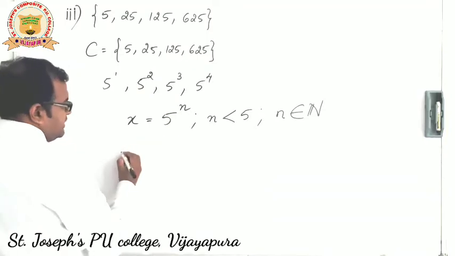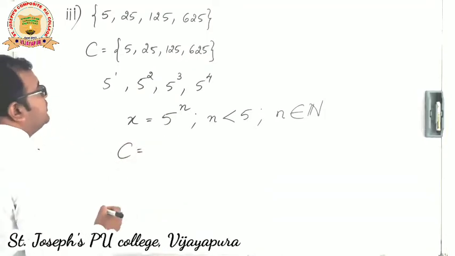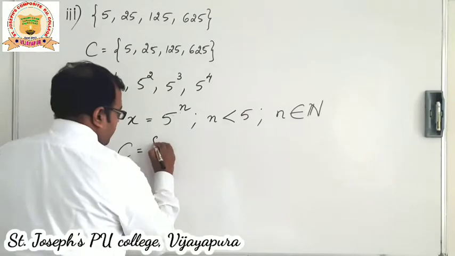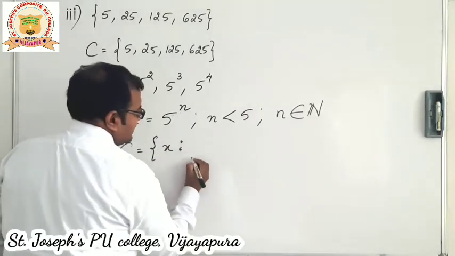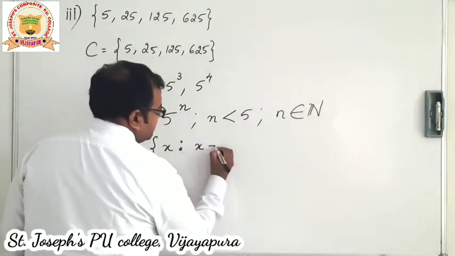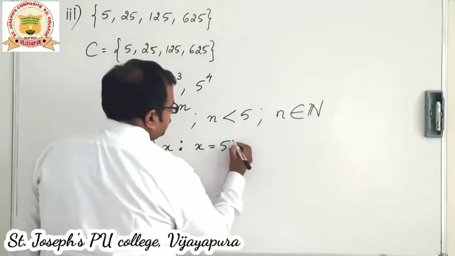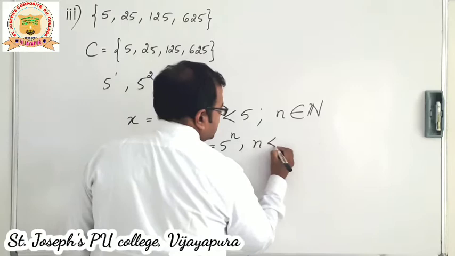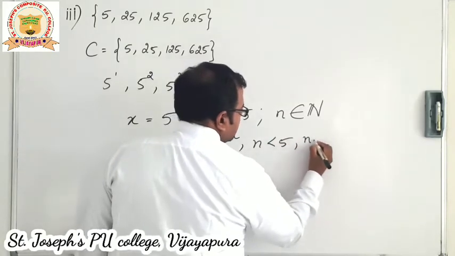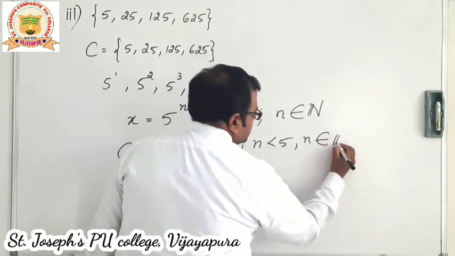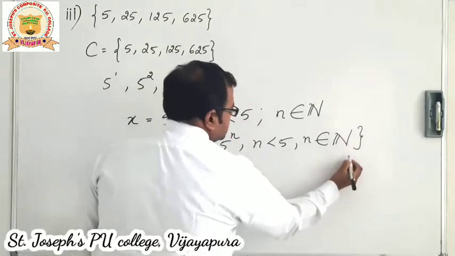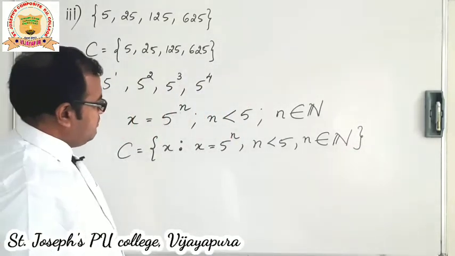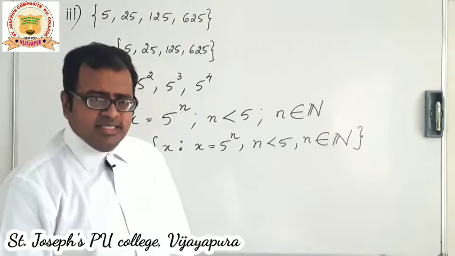Now, how to write it in the set builder form? C is a set of all x such that x can be written as 5 to the power n, where n is less than 5 and n belongs to natural numbers. Flower bracket or braces closed. That is the answer.